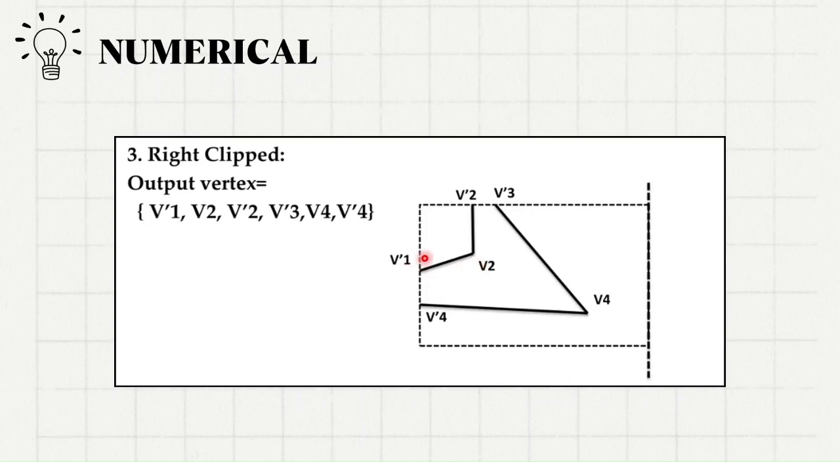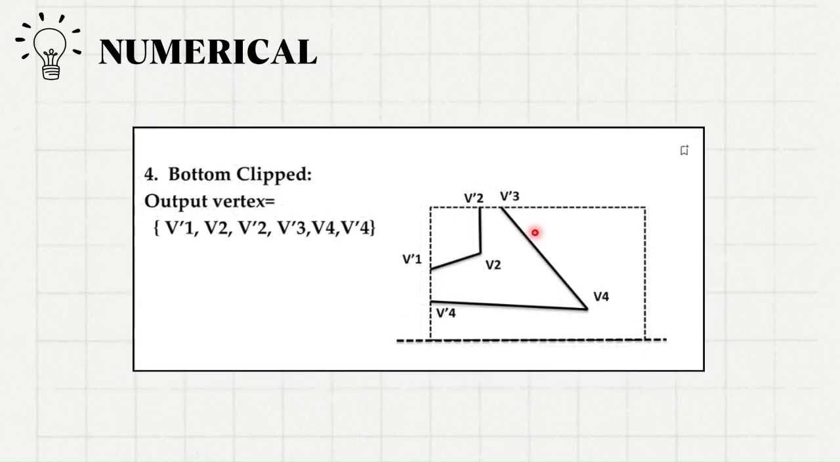All of these are inside. So if you go V1 to V2, only V2, starting with V1, will be saved, V2 will be saved, then V'2 will be saved, V'3 will be saved, V4, V'4 will also be saved. So what is the difference is that V3 has been completely eliminated.